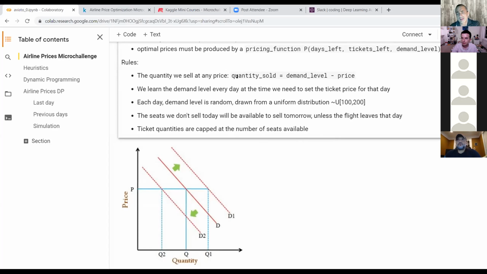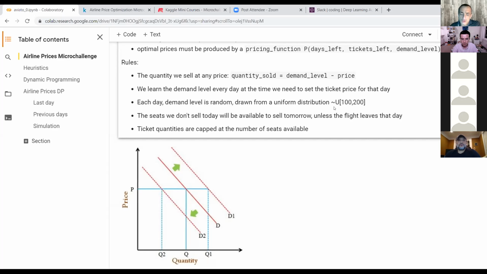So this is basically a handy arithmetic for us to imagine different situations. The Kagglers chose this specific formula for us to balance and then find the right point on the curve. Importantly, we don't know the demand level, and each day has a different demand, and the demands are drawn from a uniform distribution between 100 and 200.